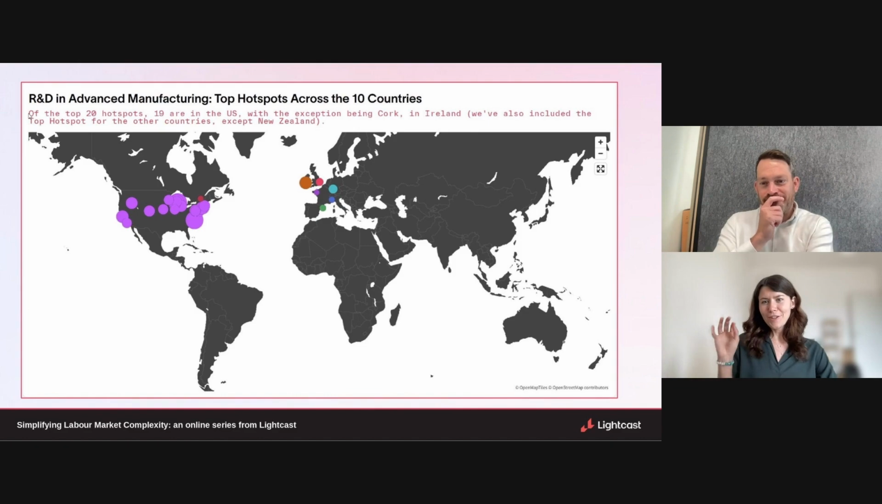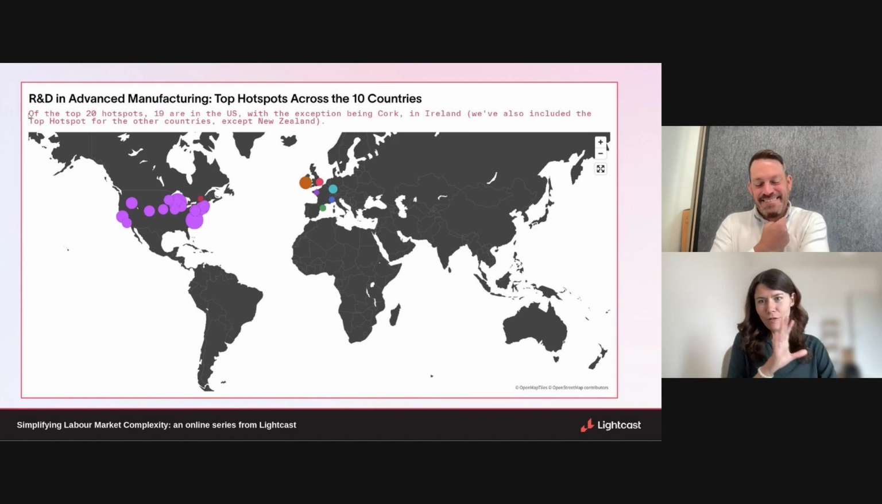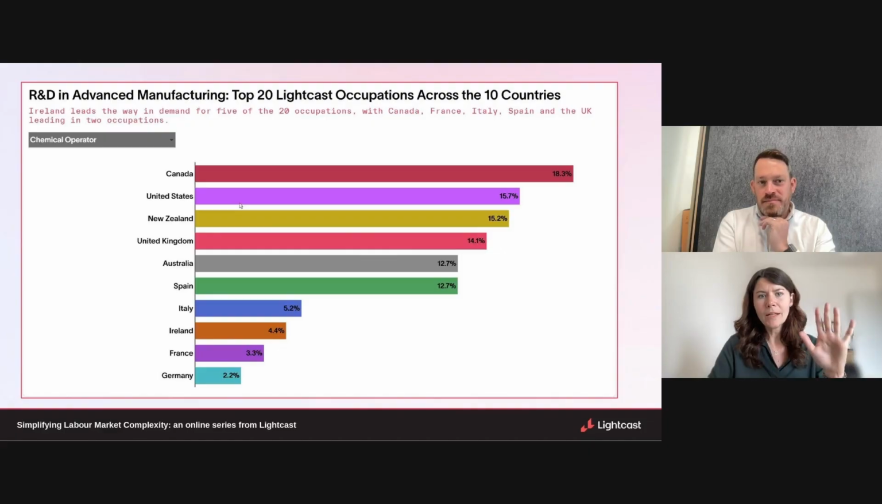Yeah, perfect on dig deeper, because that's the next point. Here we get the overview of which are the hotspots, but obviously when you dig deeper into specific roles within R&D in advanced manufacturing, the answer can be different. So depending on what you're looking for within the specific sector, you might need to look in different places. And so the other thing, and by the way, all of this will be available on our website.